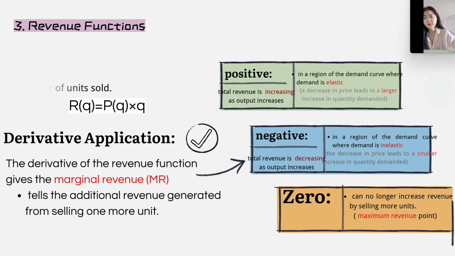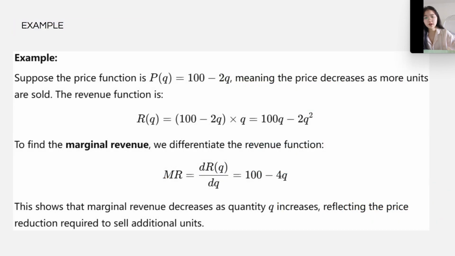Let's see an example. Suppose the price function is P(Q) equals 100 minus 2Q, meaning the price decreases as more units are sold. The revenue function is R(Q) equals 100Q minus 2Q squared. To find the MR, we differentiate the revenue function. We get MR equals 100 minus 4Q. This shows that marginal revenue decreases as quantity increases, reflecting the price reduction required to sell additional units.